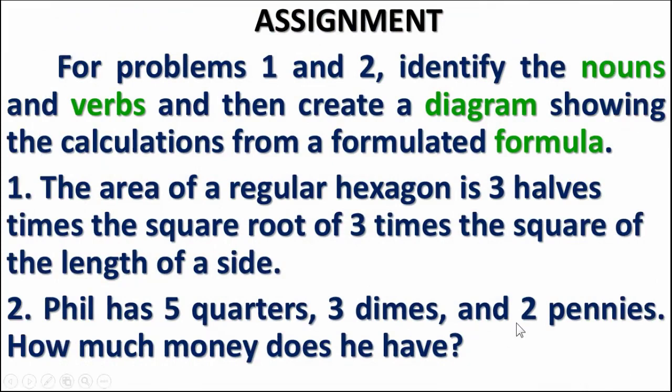Here is your assignment. For problems 1 and 2, identify the nouns and verbs and then create a diagram showing the calculations from a formulated formula. Number 1. The area of a regular hexagon is 3 halves times the square root of 3 times the square of the length of a side. Number 2. Phil has 5 quarters, 3 dimes, and 2 pennies. How much money does he have?